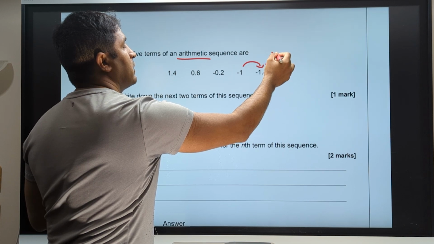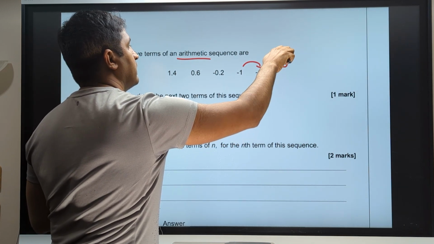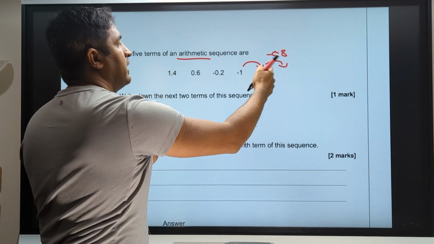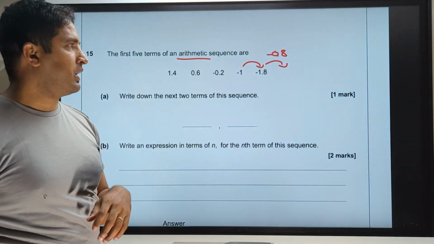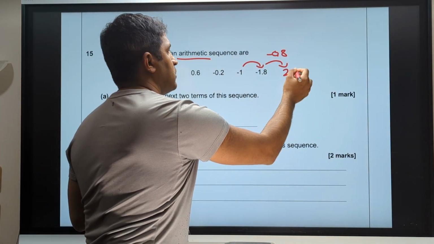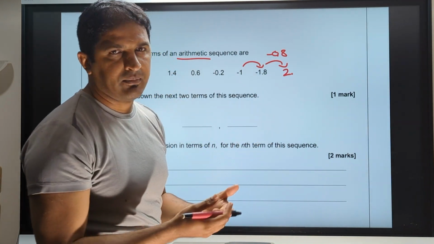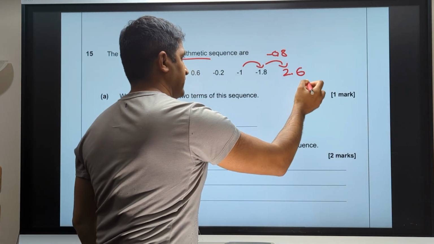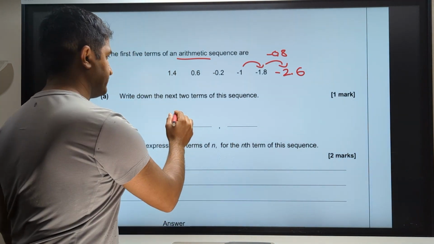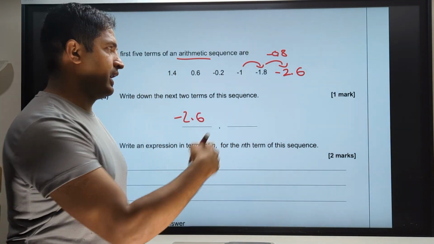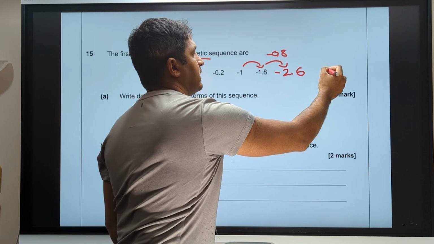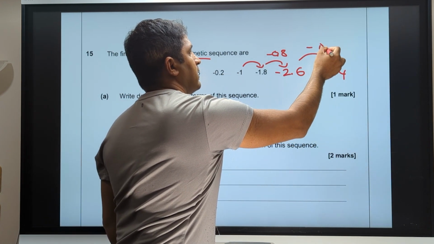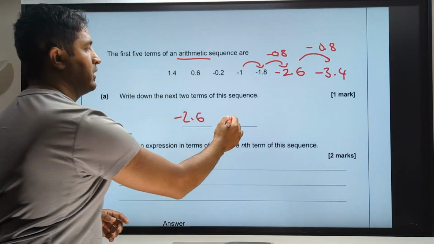If I take away 0.8 from here, that means I'm adding 0.8 to 1.8. Okay, so what do we get? 2 point, what's 18 add 8 basically? 18 add 8 is 26, so it's negative 2.6. And then again, 26 add 8 is negative 3.4. Okay, so again we're taking away 0.8, and that's your next 2 terms.